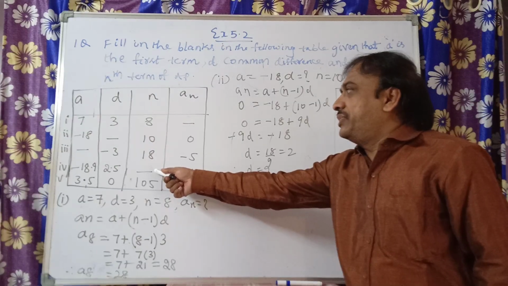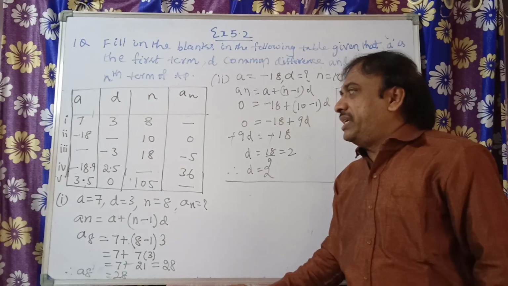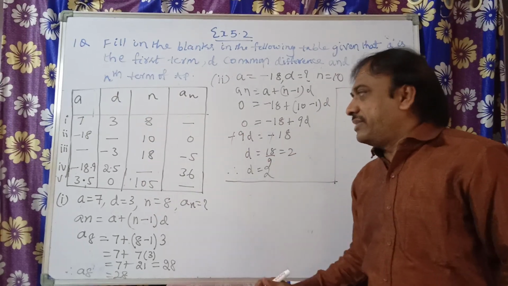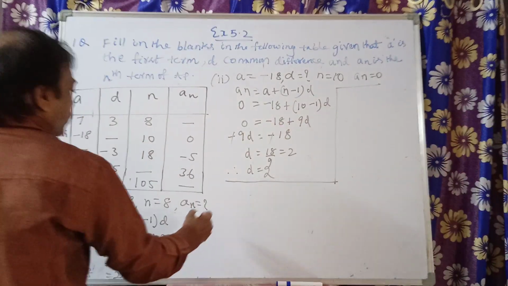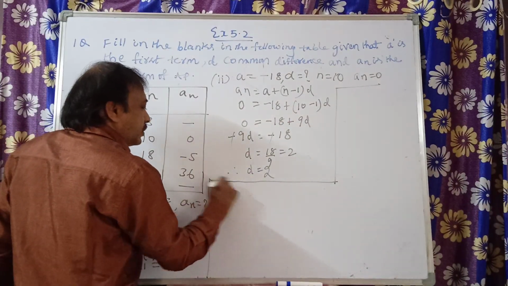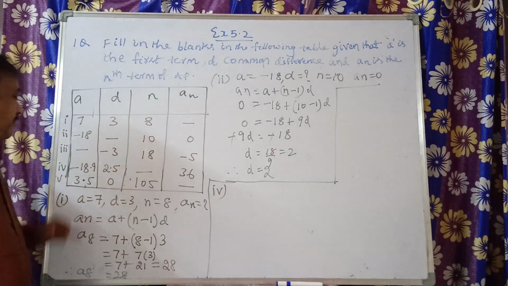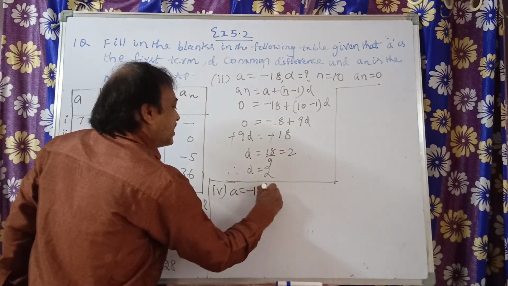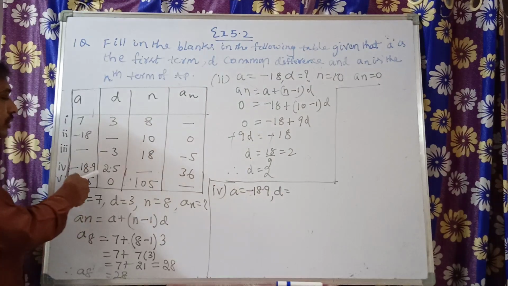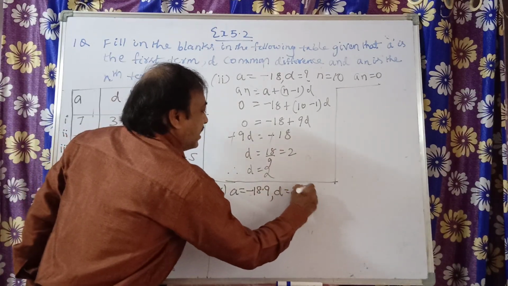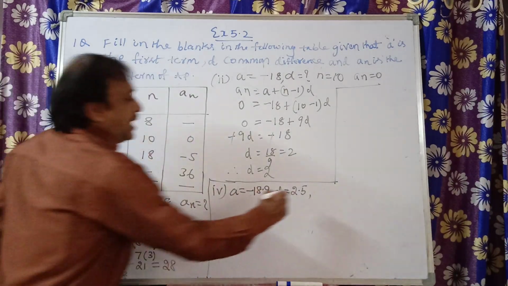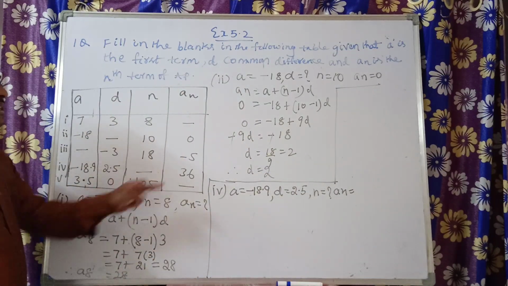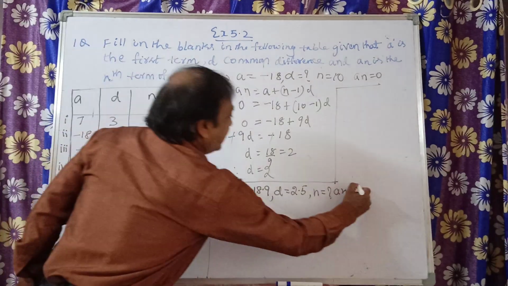Finding n value. Minus 18.9 is the a value, d is 2.5, n is blank, and an is 36 is given. So this is the fourth question. Minus 18.9, that is the a value. So a is equal to minus 18.9, d is equal to 2.5, and n is equal to blank, that is n you have to find out, and an is given as 36.